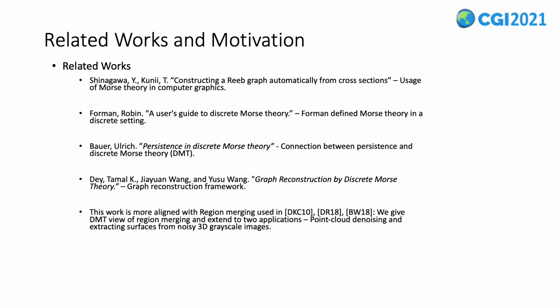Let me give you a brief history of related works first. Usage of Morse theory can be traced back to Cole-McLaughlin et al. They gave an algorithm to compute Reeb graphs from cross sections. Next, Forman defined Morse theory in a discrete and combinatorial setting. Ulrich Bauer drew the connection between persistent homology and discrete Morse theory for the first time. Dey et al. developed a graph reconstruction framework based on discrete Morse theory, but this work is more aligned with the region merging approach.